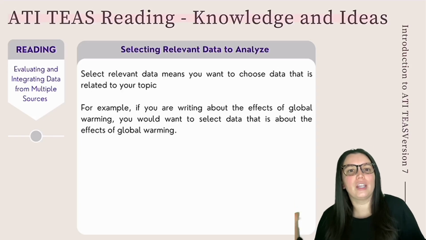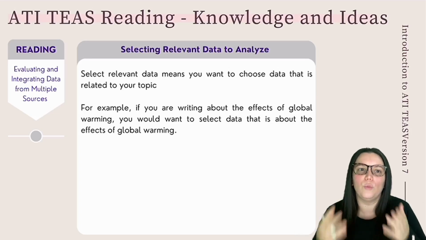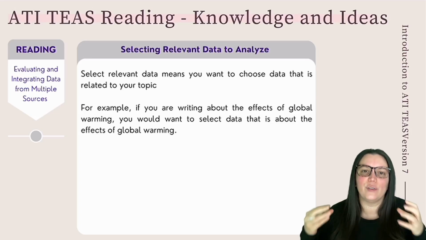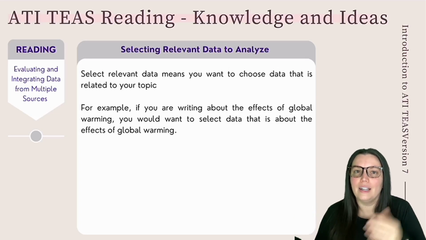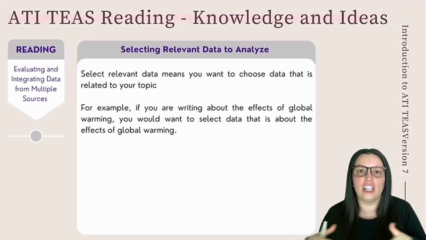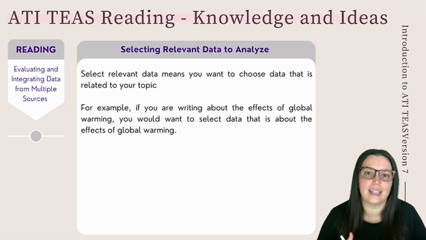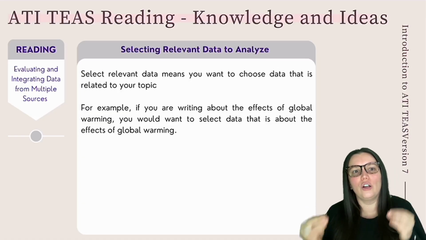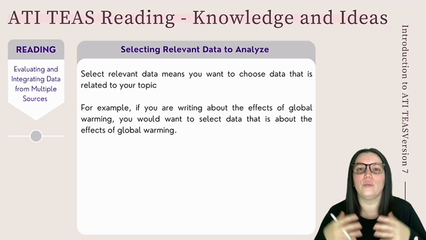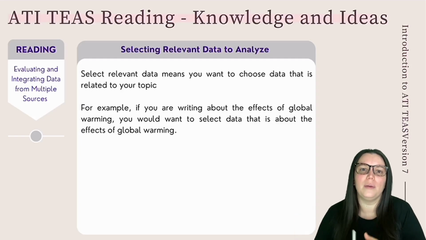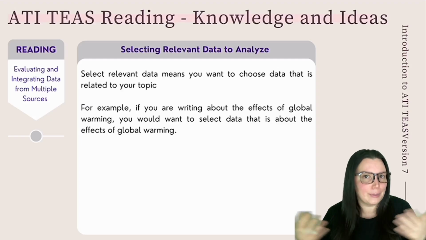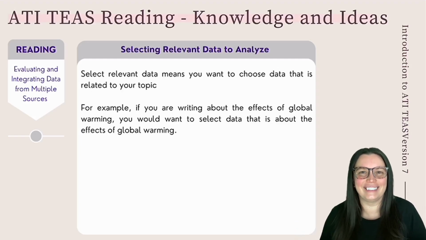So for example, if you're writing about the effects of global warming, you would want to select data that is relevant to global warming, right? The melting of the polar ice caps, the changes in the temperatures over a period of time that is in relation to the melting of those ice caps. You'll also want to make sure that you select data from multiple sources. This will help you become more rounded in the topic and absolutely more credible to your audience.